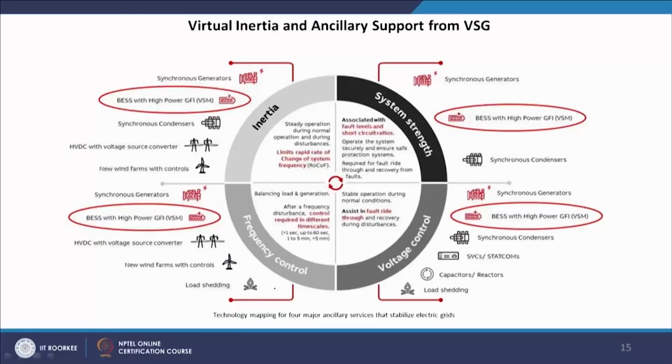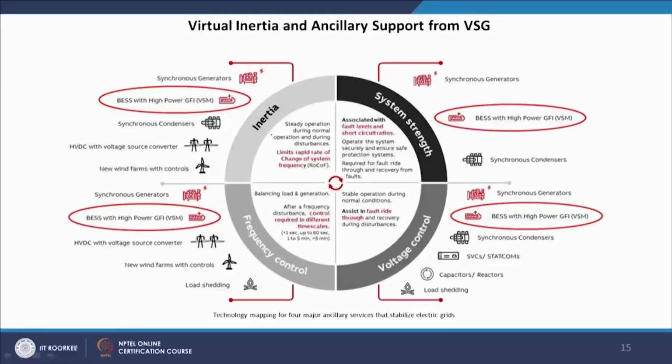Now, when you talk about virtual inertia and ancillary support from the VSG, similar to the prior renewable energy sources as well as demand response, it is very interesting to see that there is inertia, frequency control, system strength and voltage control. So, probably this is the technology mapping for 4 major ancillary services that stabilize my electric grid. One very important part is my synchronous generators, and the battery energy systems are the 2 important parts.